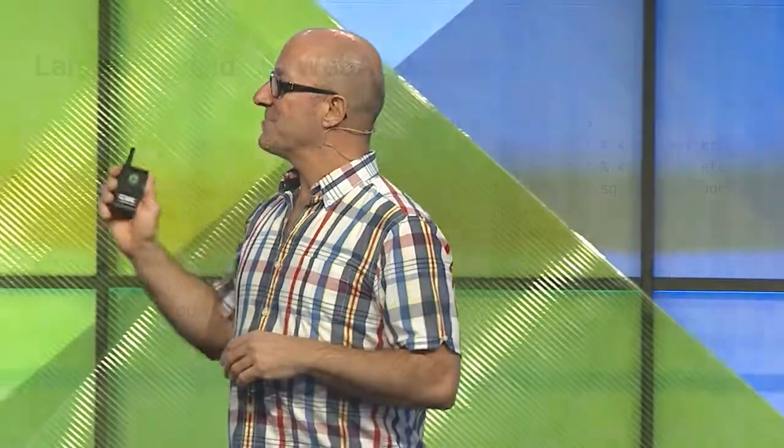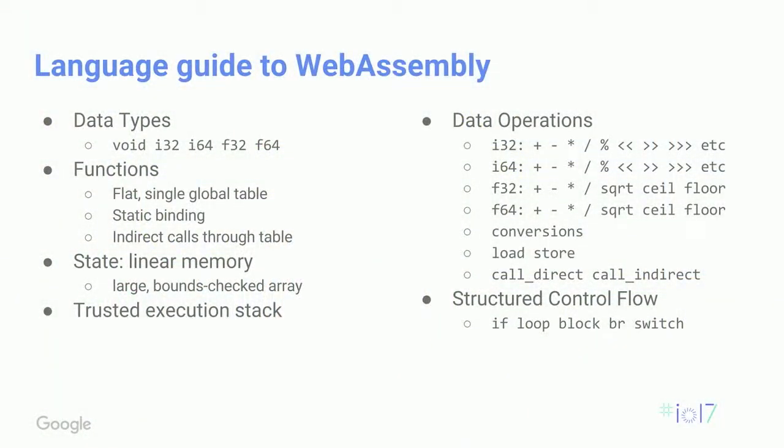OK, so this is pretty much WebAssembly in a nutshell. This is all we have. One page, one slide. So quickly run through what's there. So we have voids, 32 and 64-bit integers, 32 and 64-bit floating points. As I pointed out before, the 64-bit integers are a great thing for C++. Lots of C++ programs use this. It's not available in JavaScript.